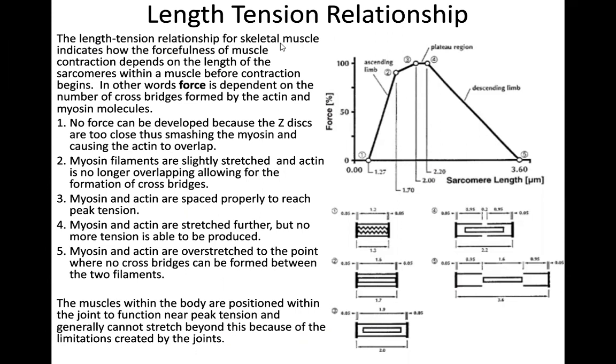Length tension relationship for skeletal muscle indicates how the forcefulness or tension of muscle contraction depends on the length of the sarcomeres within a muscle before contraction begins. So how short the sarcomeres are versus how extended and how long they are, how big they are. In other words, force is dependent upon the number of cross bridges formed by the actin and myosin molecules. Cross bridges, remember, are the connection between the actin and myosin.